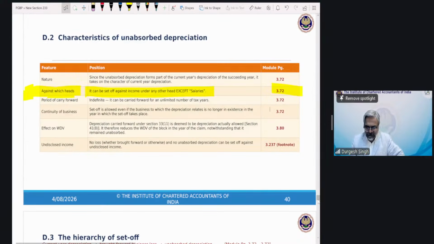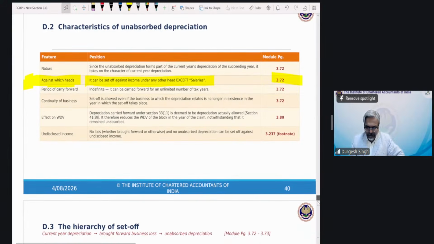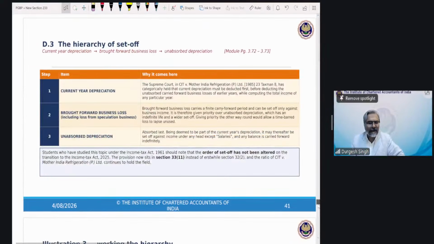Hierarchy of set-off, students. I told you already, hierarchy of set-off is known to you. Current year depreciation is the first item. Second is the brought forward business loss. And after that, the UAD. What is the logic? Logic I have told you.